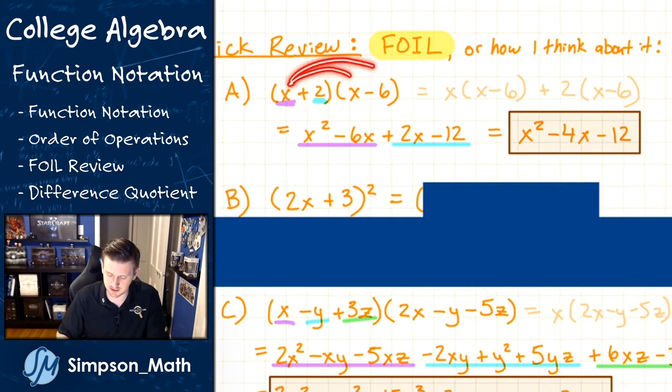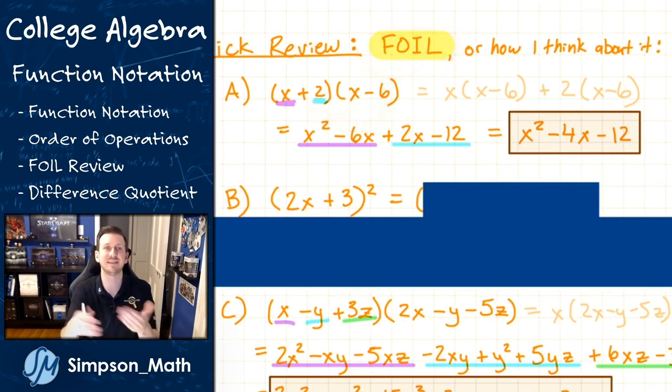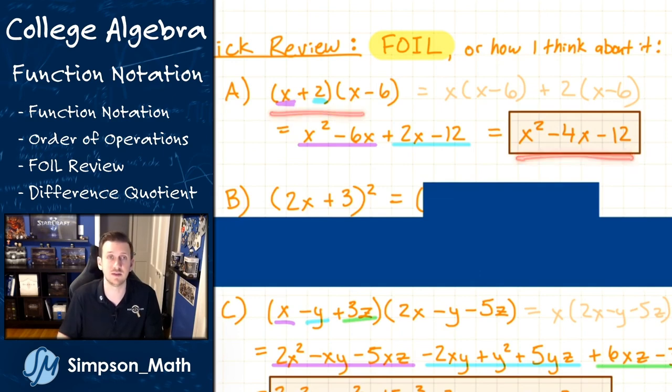Notice when I distributed the x, that's the first and the outer. When I distributed the 2, that's the inner and the last. This is the last time I'm going to say first, outer, inner, last. But I will quite often say, oh, just foil it, meaning this process. So I'm okay with referring to foil, and I'll use it often for meaning distribute. But I'm not going to actually think of the acronyms. So then combine like terms, negative 6 plus 2x is a negative 4. So this distributes, multiplies into this.